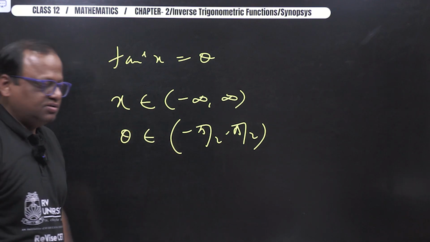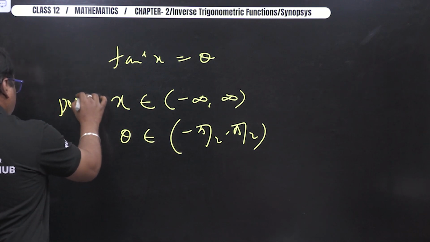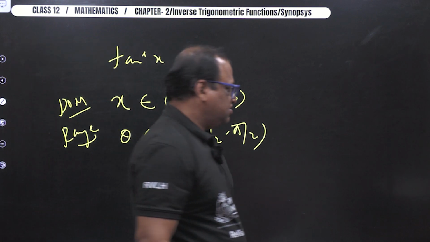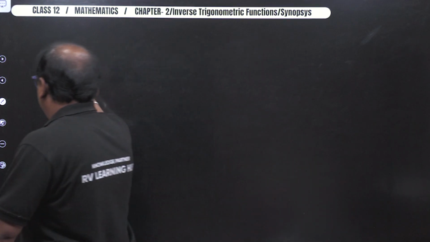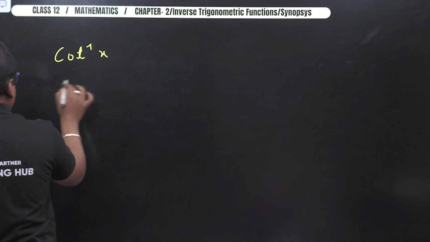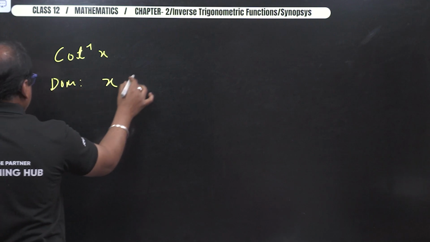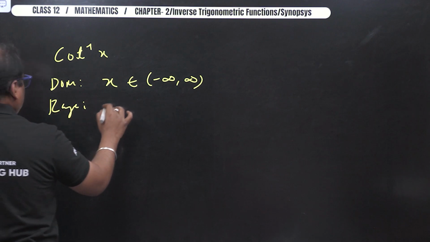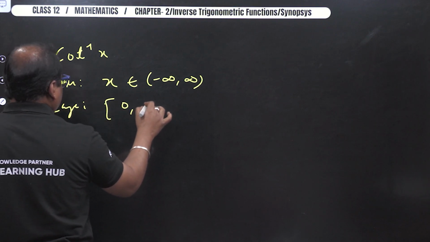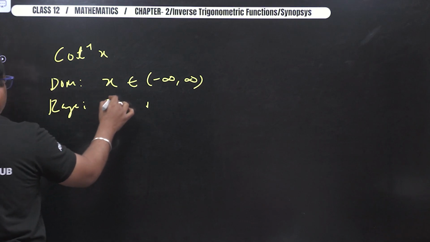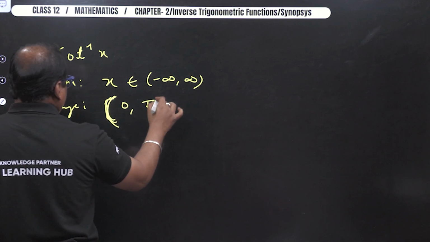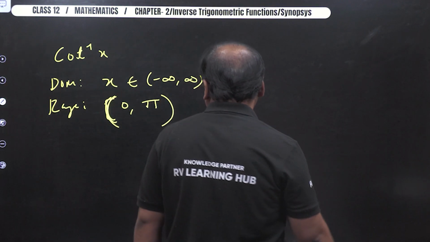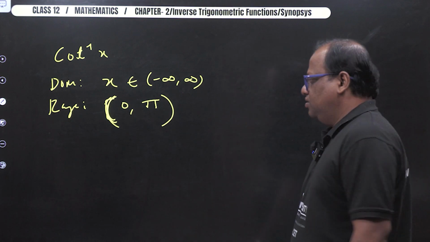Okay, this is over. So this is the domain. This is the range. Tan inverse of x. Similarly, let us look at cot inverse of x. For cot inverse of x, the domain is x belongs to all real numbers and the range belongs to 0 to π, open bracket. 0 to π. That is your cot inverse of x range.